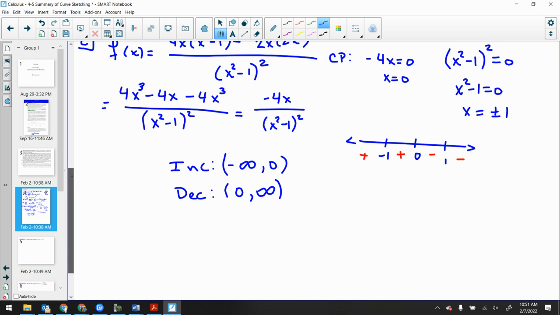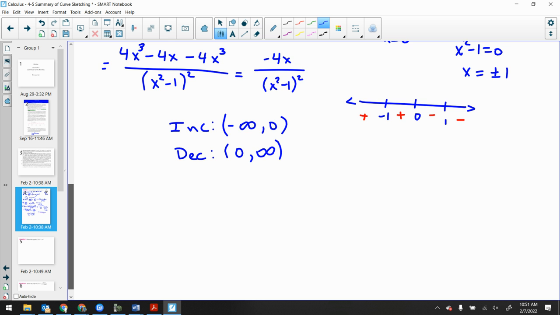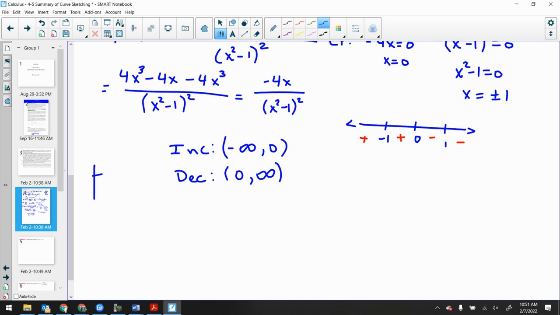All right, so I've got my intervals of increase and decrease, and part F says, okay, then identify where my maximums and minimums actually are. Okay, I've only got one. It's at 0, 0, right? Is that a maximum or minimum? Increase to decrease. Maximum.